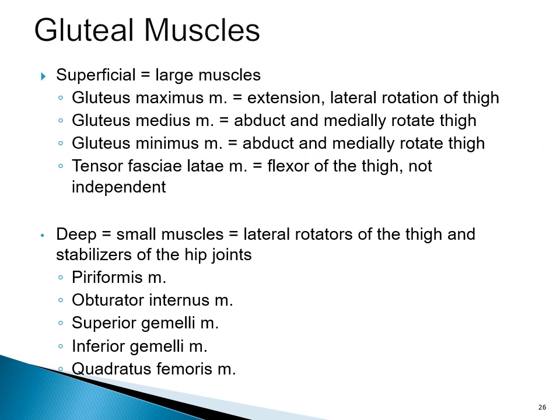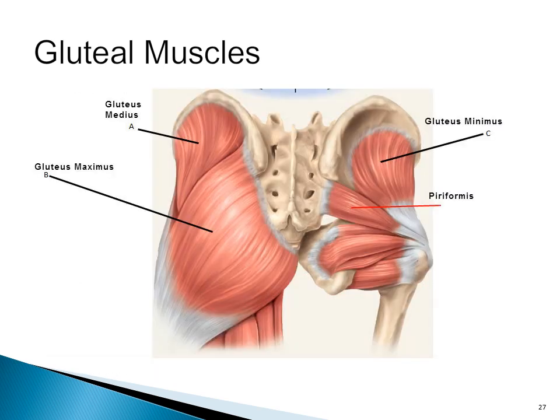The gluteal muscles can be divided into superficial and deep. The superficial are larger muscles, such as the gluteus maximus muscle, gluteus medius muscle, gluteus minimus muscle, and the tensor fascia lata muscle. The deep ones are smaller, and the main muscle here is the piriformis muscle. This slide shows the gluteus medius muscle, the gluteus maximus muscle, the gluteus minimus muscle, and the piriformis muscle.